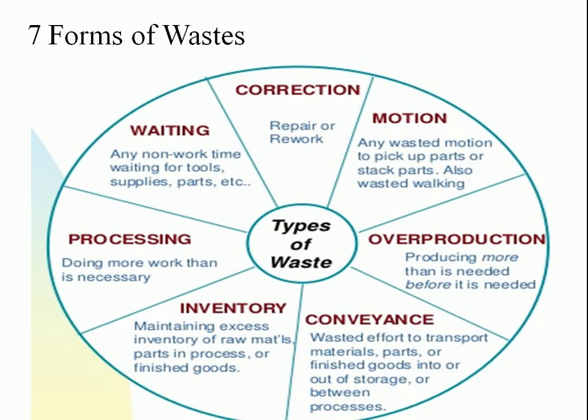Third one, overproduction, producing the components or the products more in number than what is required by the customer. Fourth one is conveyance, the money spent for conveyance. Fifth one is the money spent on inventory or the storage of the product. Sixth one is processing, as earlier explained, and waiting.